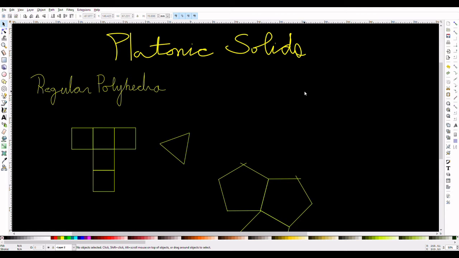And so, to have a regular polyhedra, you need each face to be the same shape. An equilateral triangle, a square, a pentagon, for example. And each of those shapes need to fold together to make our three-dimensional figure. Consider this figure here on the left. You see the T. If you were to fold up each of these squares along the vertex, you could create a cube.